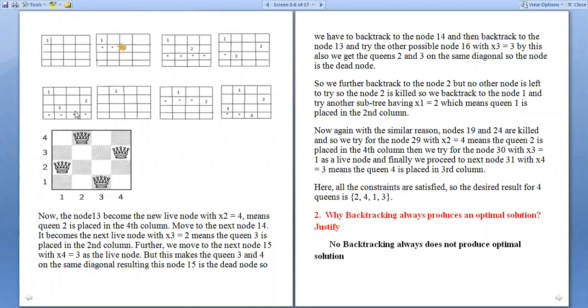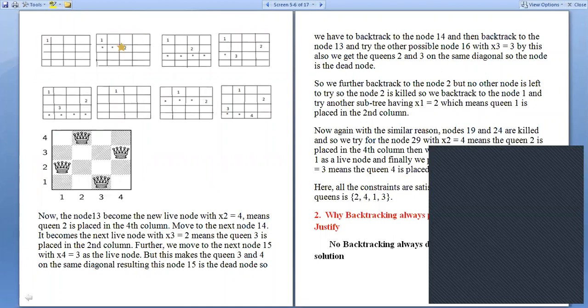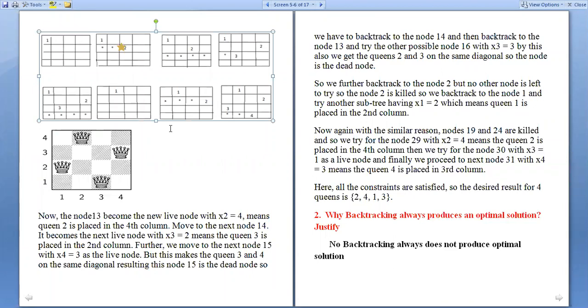Now change q3, which is placed in the second column. Now you can move it to the first column. See the figure, this one.